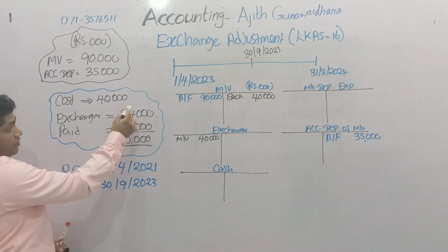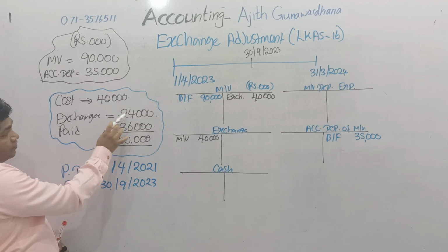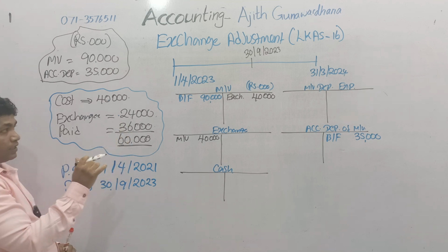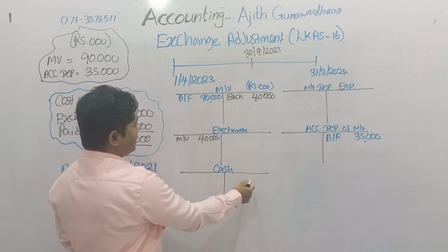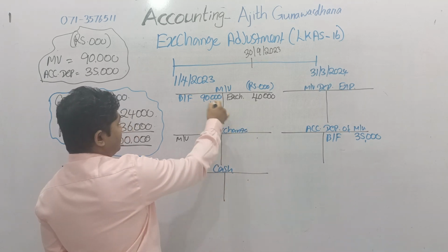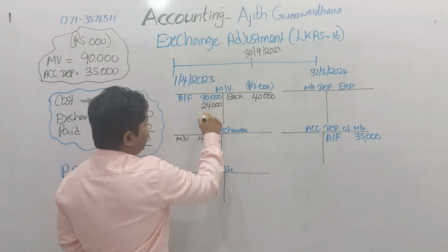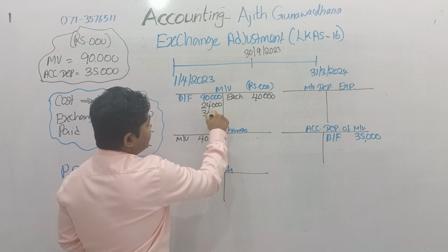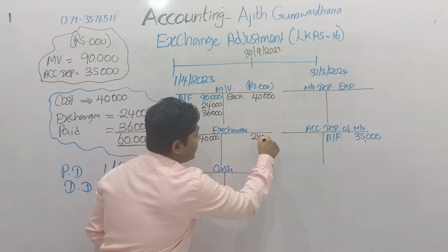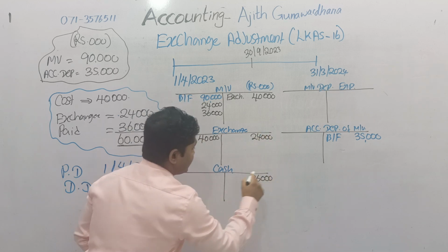Second step, very important. The motor vehicle increased by 60,000, but the exchange value is 24,000 and the amount paid in cash is 36,000. Therefore, paid in cash 36,000 and exchange value 24,000. The motor vehicle increased by 60,000 separately. Therefore, motor vehicle account debit 24,000 as exchange and 36,000 as cash. Very important: exchange account credit only 24,000, and paid in cash 36,000, cash account credit.